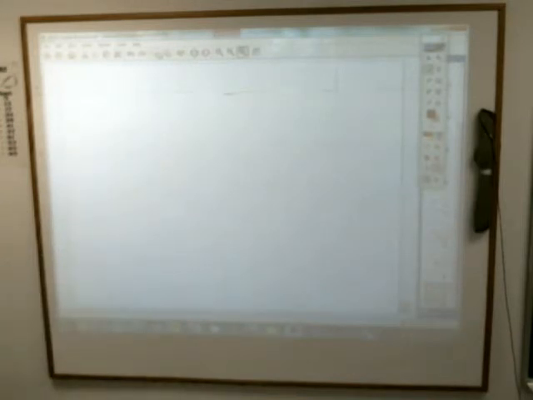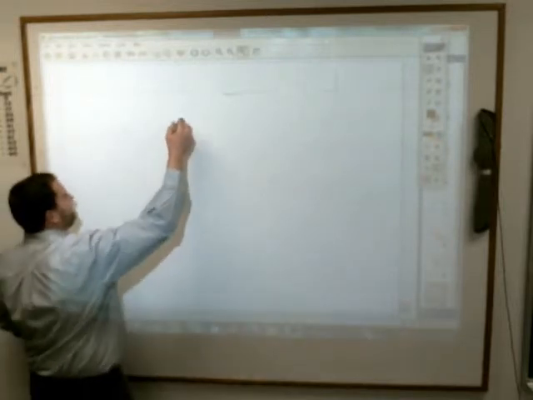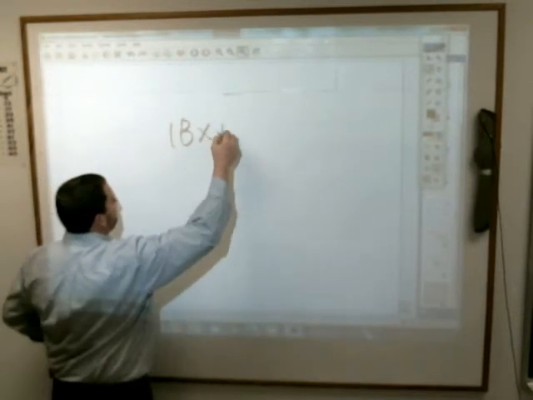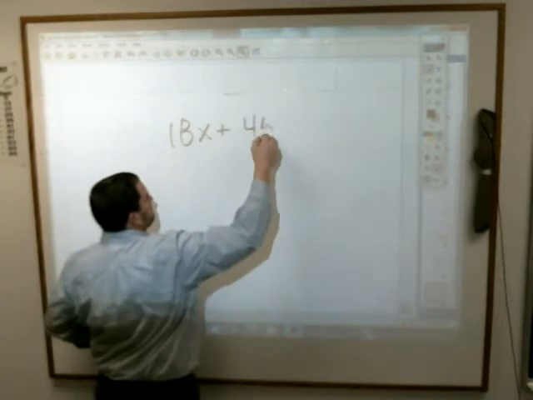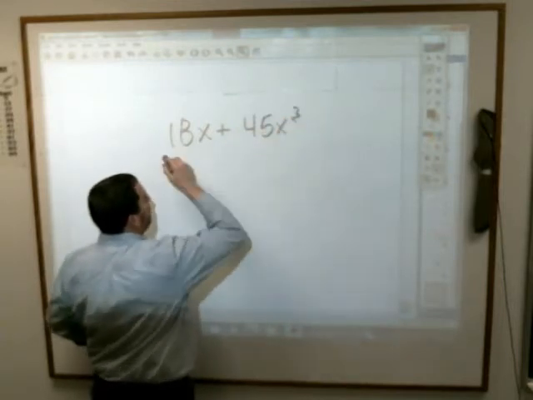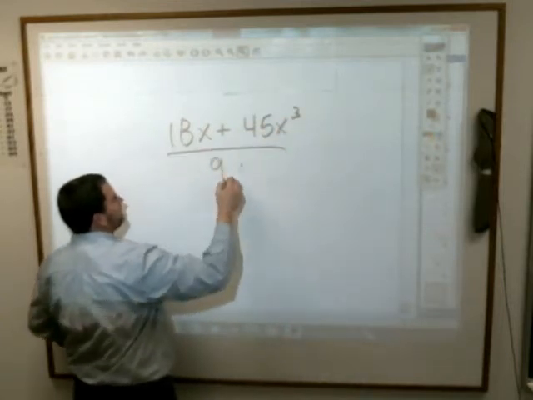You tell me what you would get in this case. Actually, that was probably the hardest one to do. Well, the 18x plus 45x cubed over 9x.